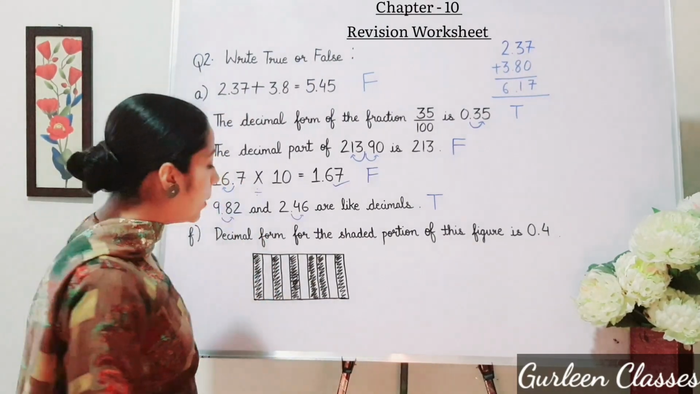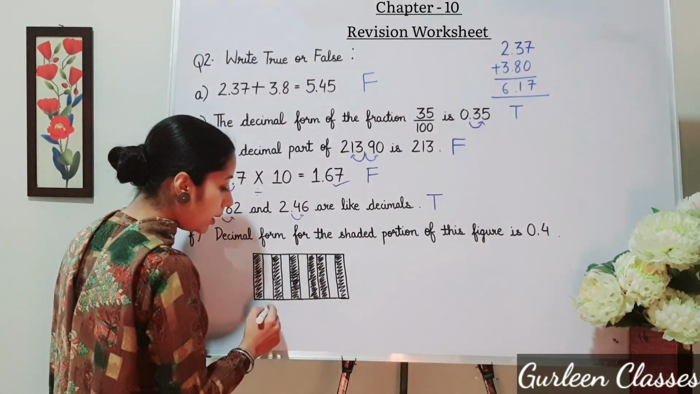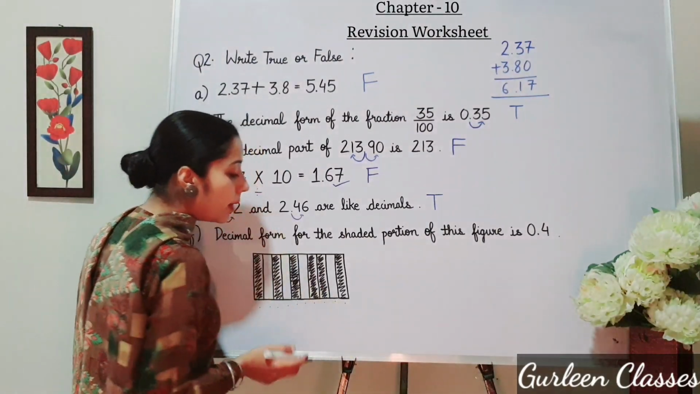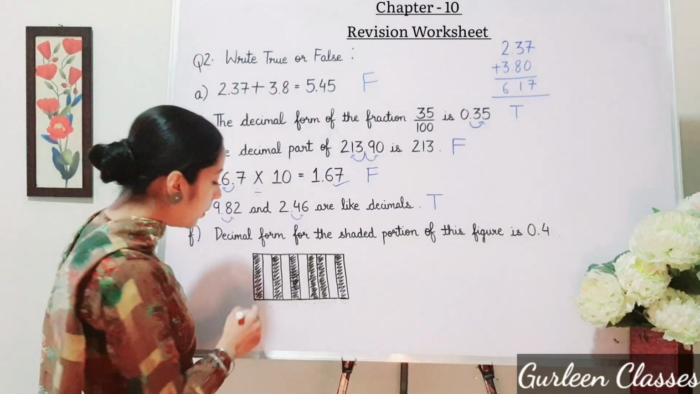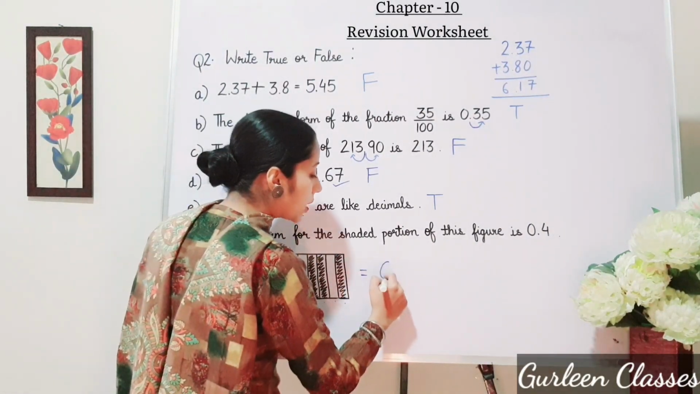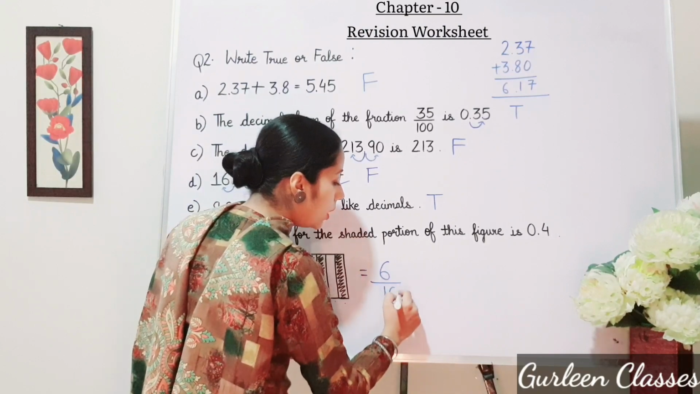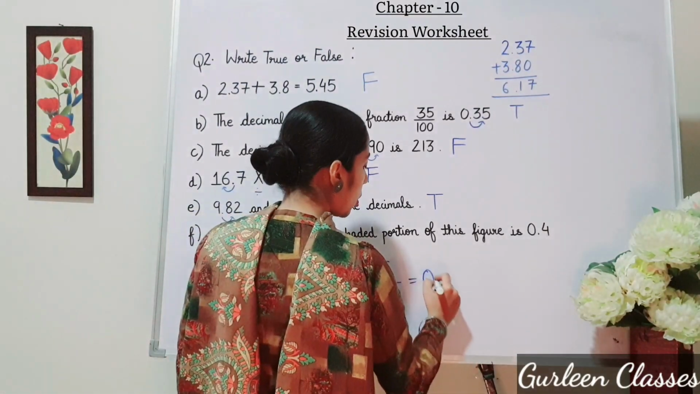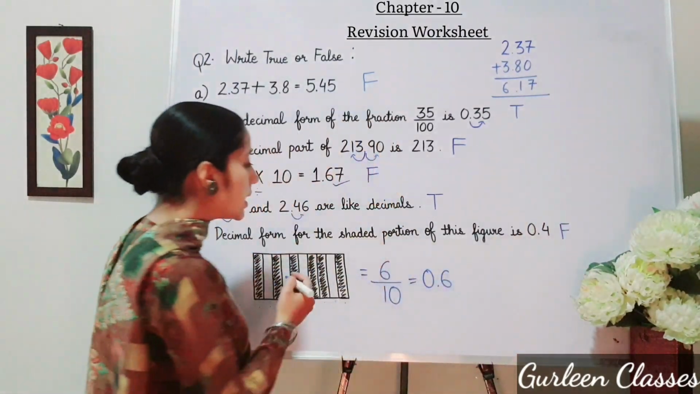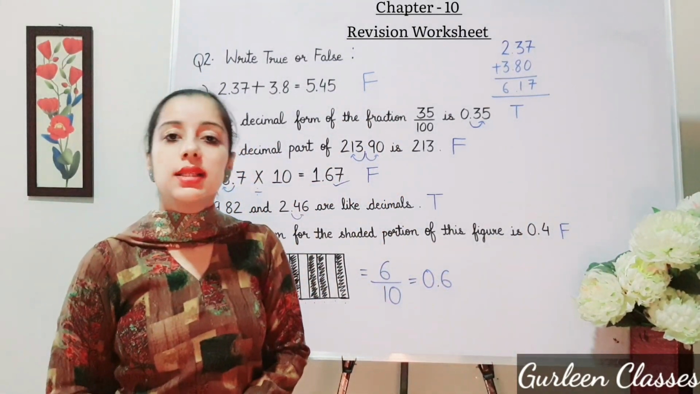Next, the decimal form for the shaded portion of this figure is 0.4. Let us see here how many total parts are there: 1, 2, 3, 4, 5, 6, 7, 8, 9, 10. And how many parts are shaded? 1, 2, 3, 4, 5, 6. So the fraction should be 6 upon 10, and here it will be 0.6 in decimal. So it is false, as here the number of shaded portions is 6.